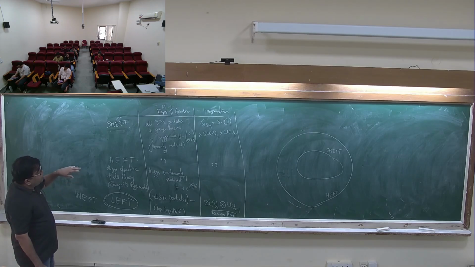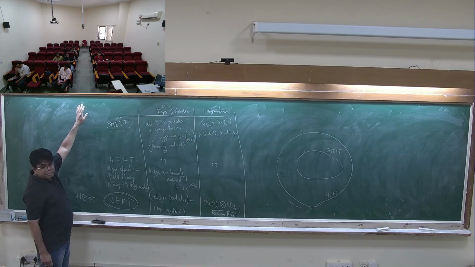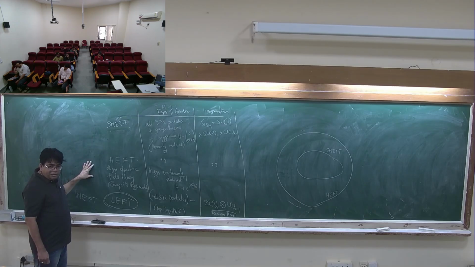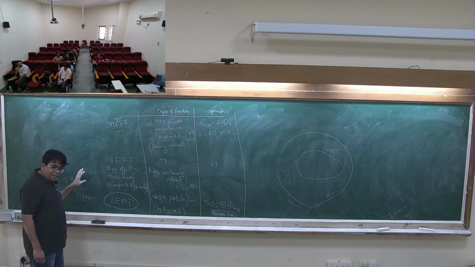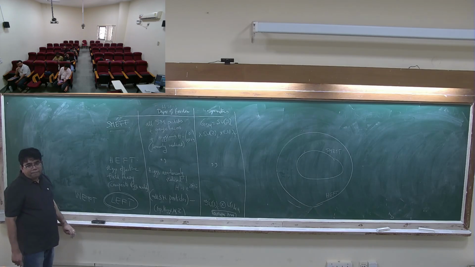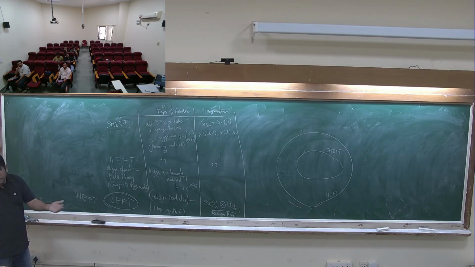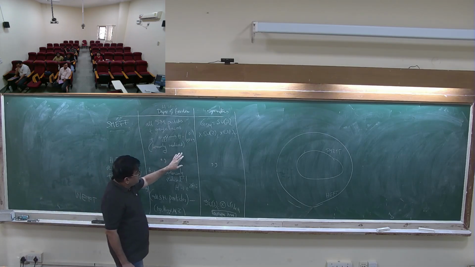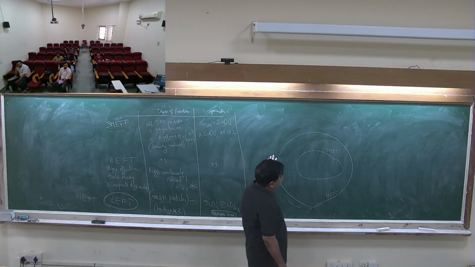So what you do, if you have a BSM model sitting somewhere here, you match it with SMEFT or HEFT, then match it again, run it down, and see what are the relevant operators in LEFT, and then do the experimental matching. If it is a low scale, something which happens in B factories, or if you are dealing with light dark matter, these are the various kinds of effective field theories relevant here.